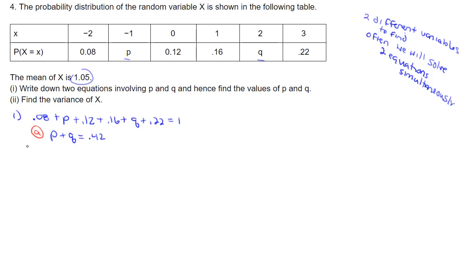and we're going to find out that p plus q is going to equal 0.42. And now we'll use the expected value they gave us. That's the sum of all the x's times the p's, and we're going to use the 1.05 they gave us, filling in the rest of the information. And again, we'll have 2 variables, but what we're going to end up with is 2 equations with 2 variables.